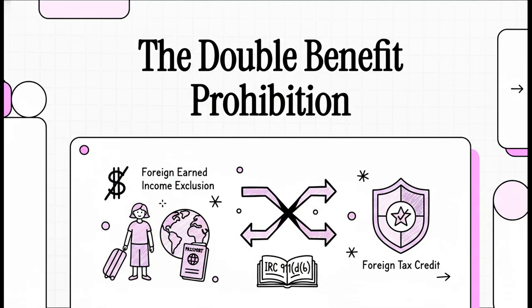Welcome to The Explainer. Today, we are doing a real deep dive into a super critical issue for U.S. expats. We're talking about the rule that prevents you from stacking benefits from the Foreign Earned Income Exclusion and the Foreign Tax Credit. You know the one? It's all laid out in Internal Revenue Code Section 911(d)(6), and we are going to deconstruct it piece by piece.